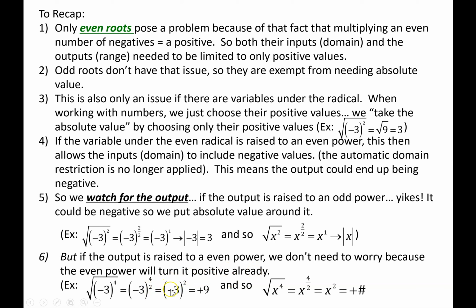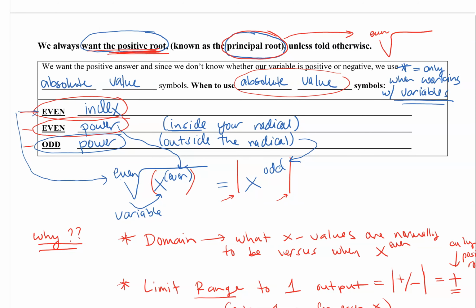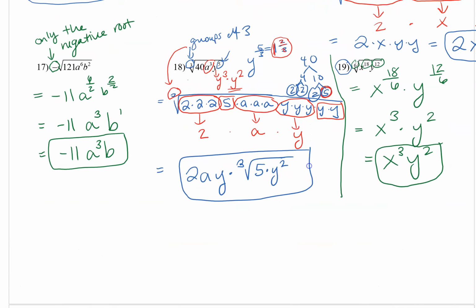The example we did earlier when I had negative 3 to the 4th power underneath that square root: when I simplified it, I ended up with negative 3 squared, which already was positive, and that would look something like this. So I would not need to put absolute value around my even power. So only the trifecta, only an even radical with an even power underneath resulting in an odd power, requires the absolute value. So lastly, what we need to do now is go back through our examples and find the ones that need absolute value.